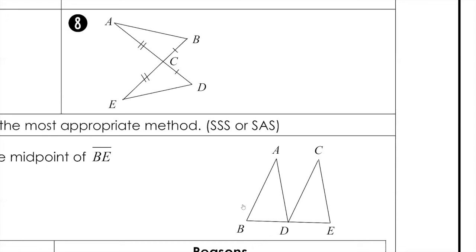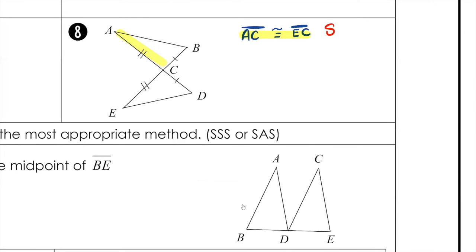Yep, so segment AC is congruent to segment EC. Yes, that's true. Just remember that when we're using segments, it's two letters. All right, so we've got AC to EC. EC means here in French. Fun fact. DC is congruent to BC. That's also another side. Fantastic.